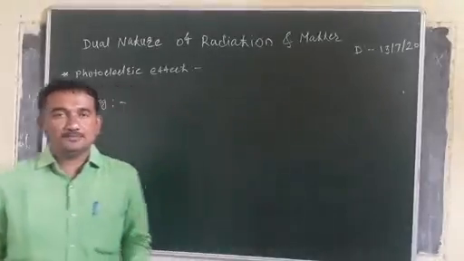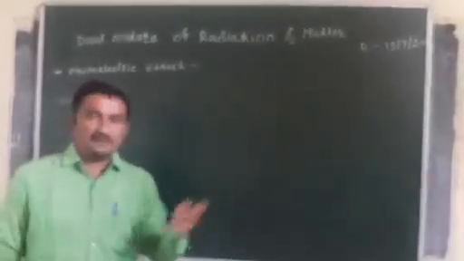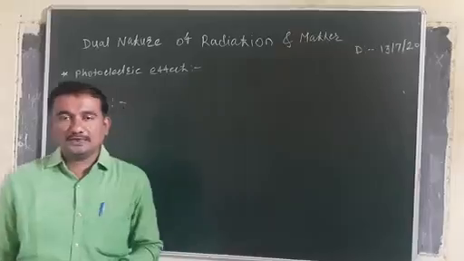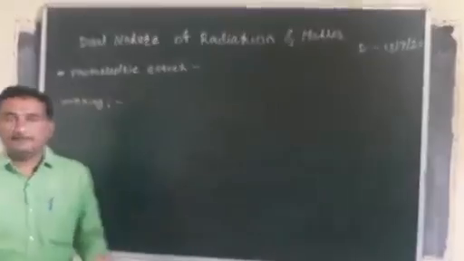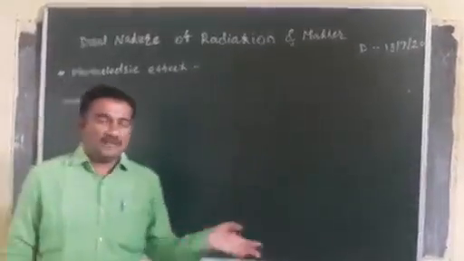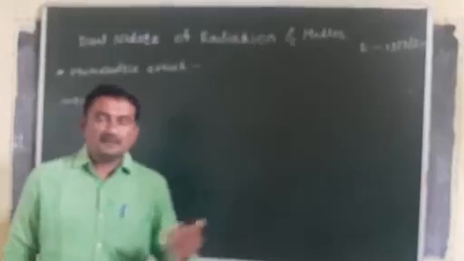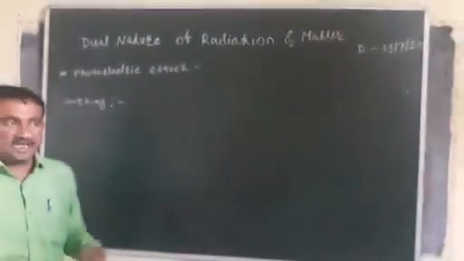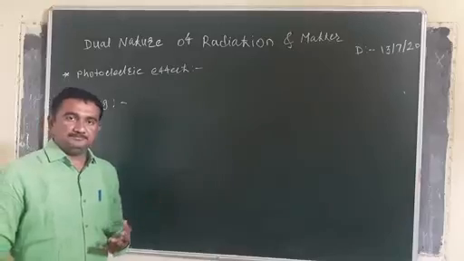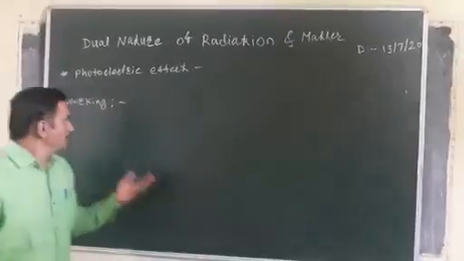That diagram consists of an evacuated glass tube having a quartz window. After that, a microammeter is connected to detect the current which arises due to the photoelectrons. After that, a voltmeter is used to measure the potential difference applied between the two plates, anode and cathode, and a reversing key and a battery are connected in that circuit. Today we are going to learn the working of the photoelectric effect.